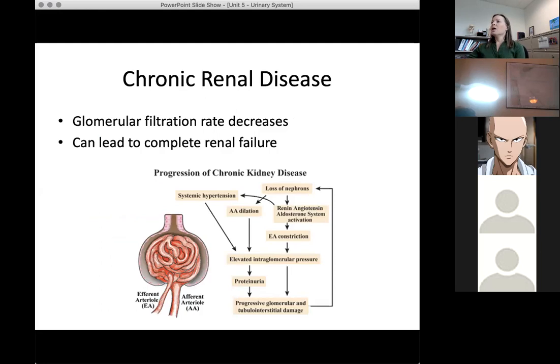Okay. Chronic renal disease is the next thing here. Basically with this, the glomerular filtration rate gets really low. Glomerular filtration rate will go to less than 60 milliliters per minute. And just so you have a comparison, normally filtration rate should be over 70 milliliters per minute.